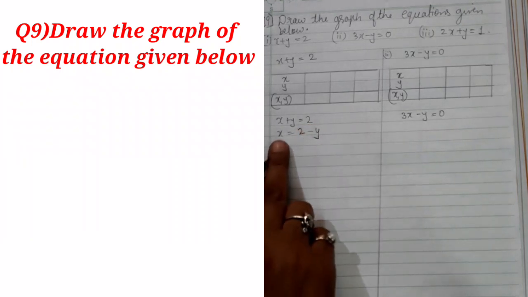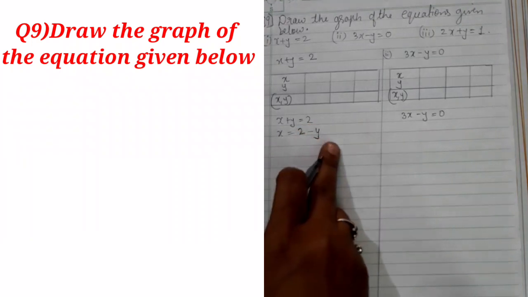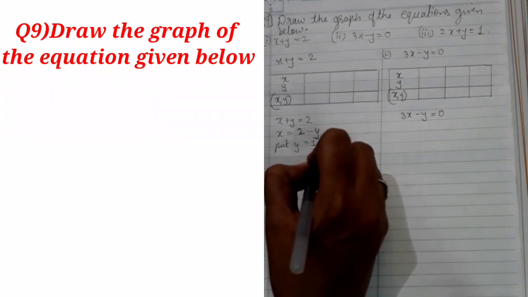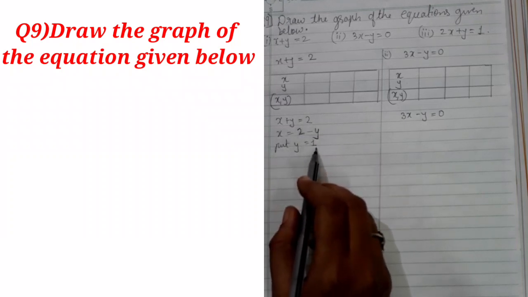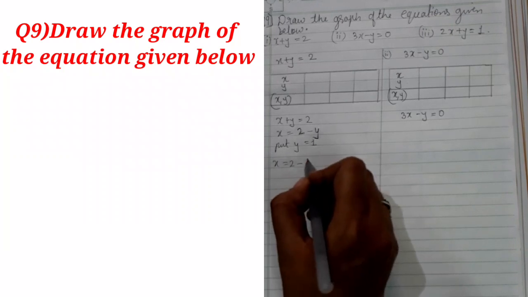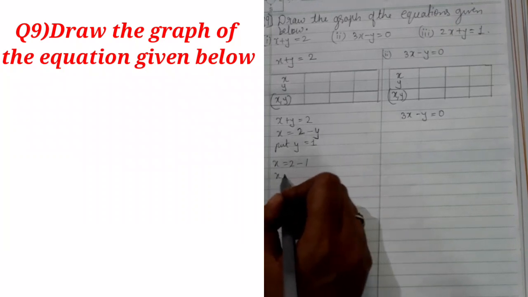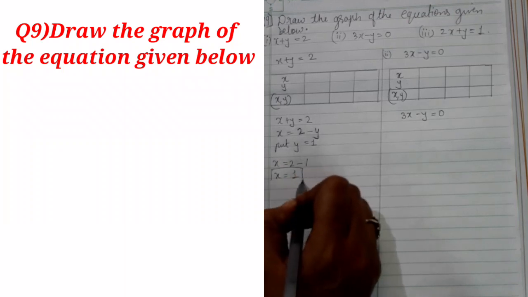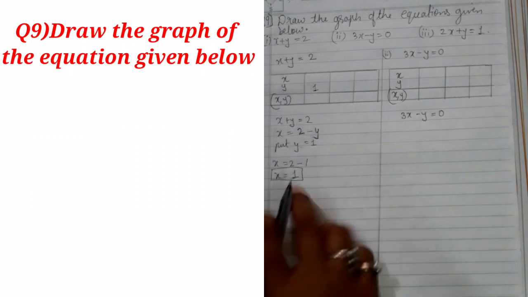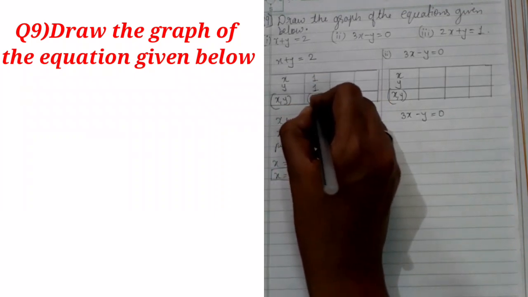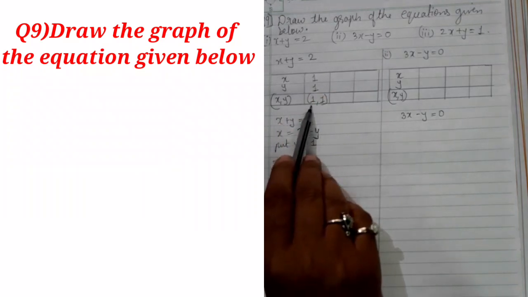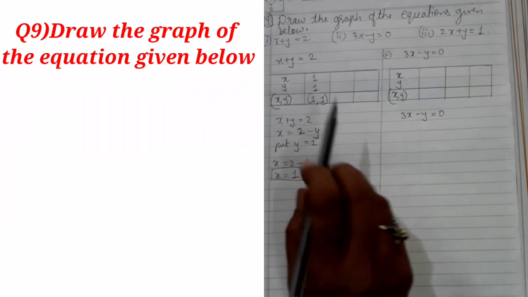So first we got x equal to 2 minus y. Here I assume y equal to 1. I am taking the value of y as 1, so x equal to 2 minus 1, which is 1. If y is 1, x also comes as 1. So our coordinate is x is 1, y is also 1. First we always write the coordinate of x, then the coordinate of y.